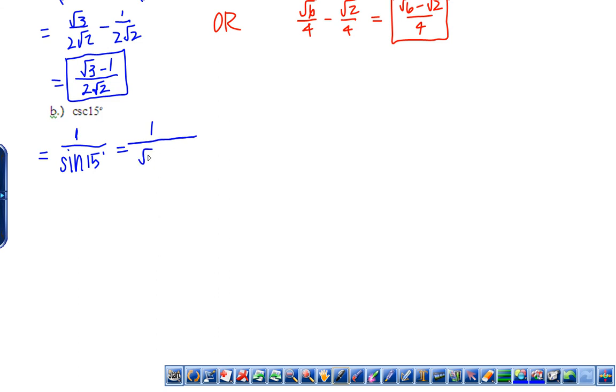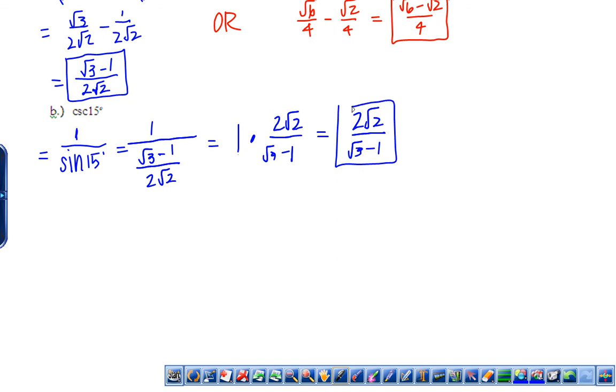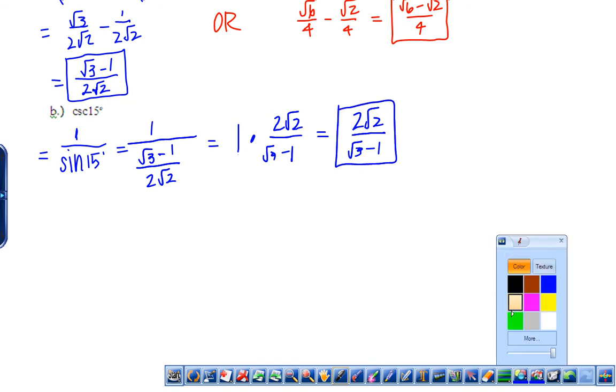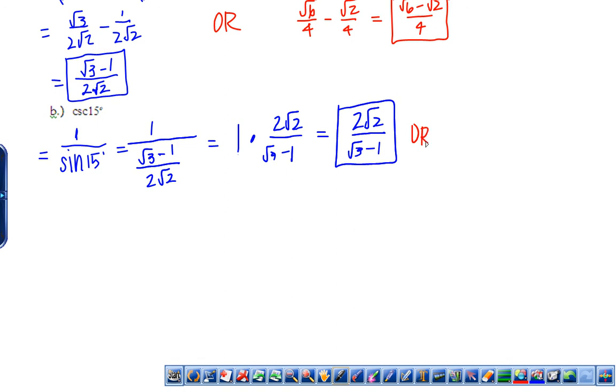1 over root 3 minus 1 over 2 root 2. Leave, change, flip. Leave, change, flip. And my answer is 2 root 2 over root 3 minus 1. Or, if you like the rationalized answer, it would be 4 over root 6 minus root 2.